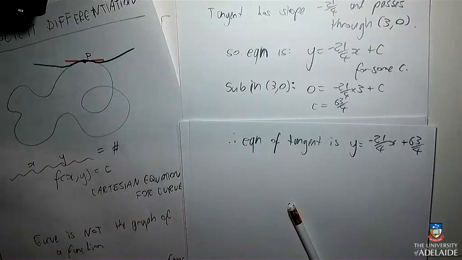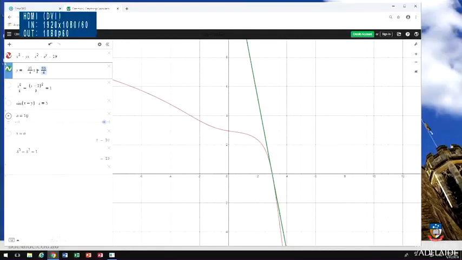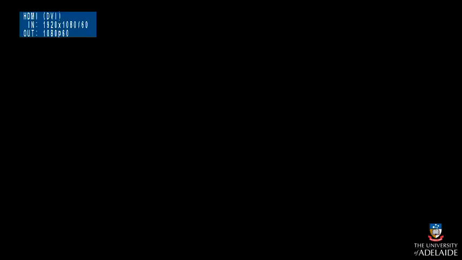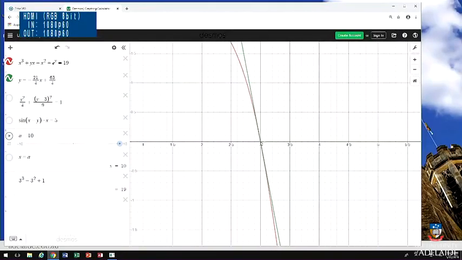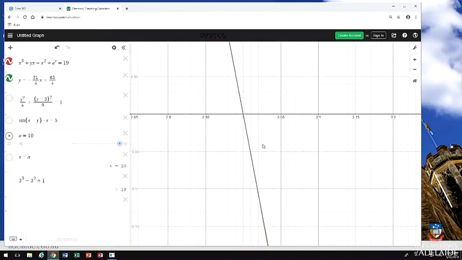Let's see if my machine agrees with me. I will show the screen in a minute. Ready? Ooh. So there is the equation of my line. And look, there it is. Perfectly good tangent at this point. Sweet. And if I zoom really far in, you won't be able to tell that tangent from the curve, which is the point of a tangent. That's what tangents are. They approximate your curve nearby to where the point is.